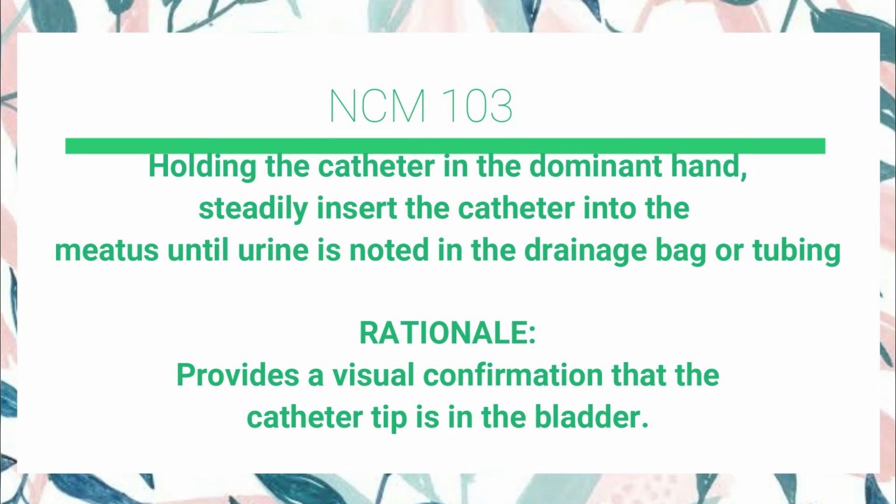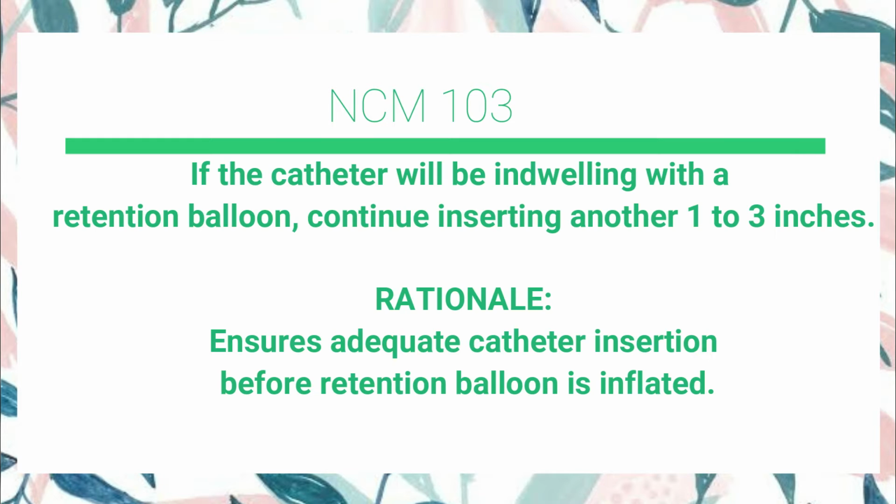Holding the catheter in the dominant hand, steadily insert the catheter into the meatus until urine is noted in the drainage bag or tubing. It provides a visual confirmation that the catheter tip is in the bladder. If the catheter will be indwelling with the retention balloon, continue inserting another 1 to 3 inches. It ensures adequate catheter insertion before the retention balloon is inflated.